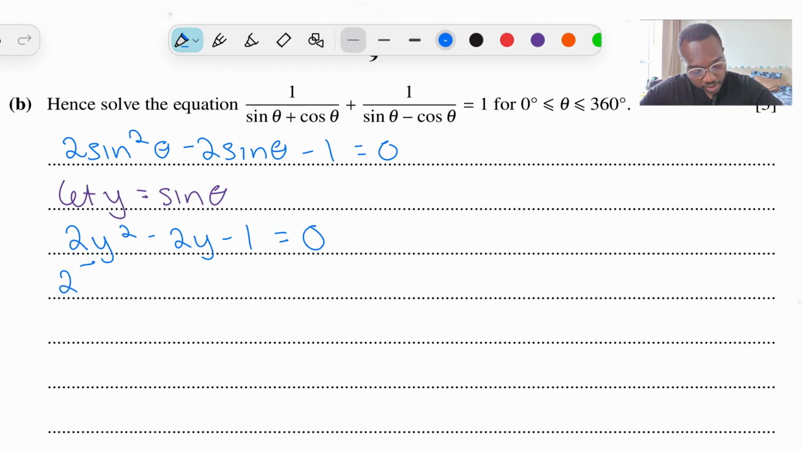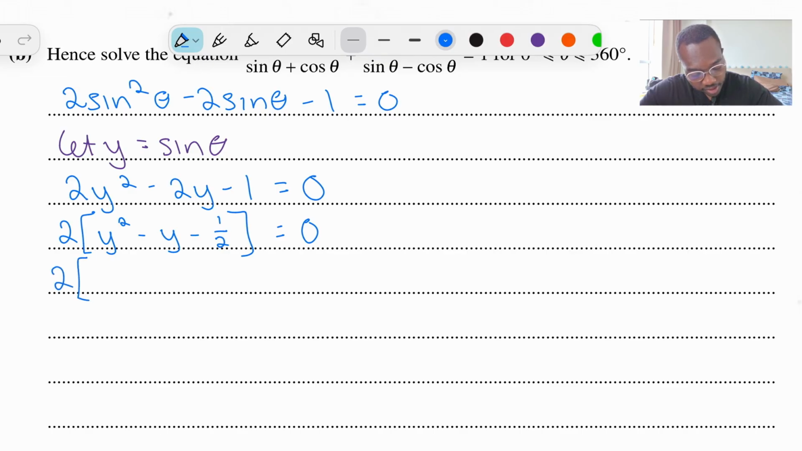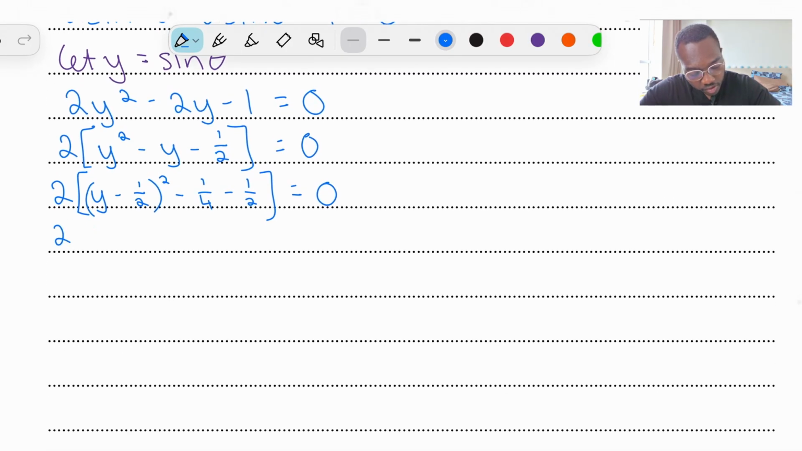If I complete the square, we get 2 in brackets, y squared minus y minus a half, and that is equal to 0. And then if I complete the square, we would get (y minus a half) all squared, minus a quarter minus a half, and that is equal to 0. And then that will give me 2, then in brackets (y minus a half) squared, and then for this one here, minus a quarter minus a half is minus 3/4, okay, and that is equal to 0.